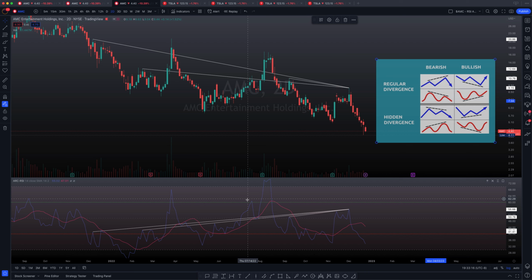So what we're looking at here are actually three primary drives of hidden bearish divergence. Now, that hidden bearish divergence occurs when momentum is making a series of higher highs and price action is making a series of lower highs.